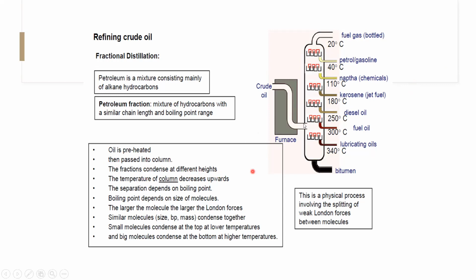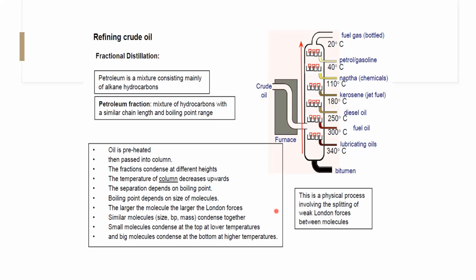The fractions condense at different heights. The temperature of the column decreases upward because as the fractions rise, they lose energy, so the temperature is decreasing. So the separation depends on the boiling point. The boiling point depends on the size of the molecule. If we have a large size, like more carbon atoms, it will have a high boiling point. So a larger molecule will have larger London forces, like the force between the molecules will be stronger.